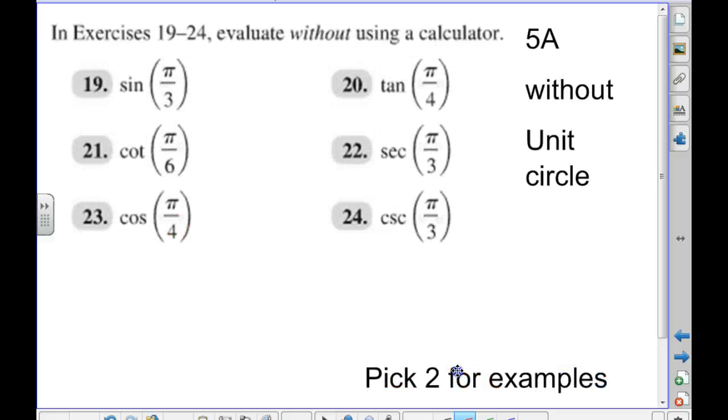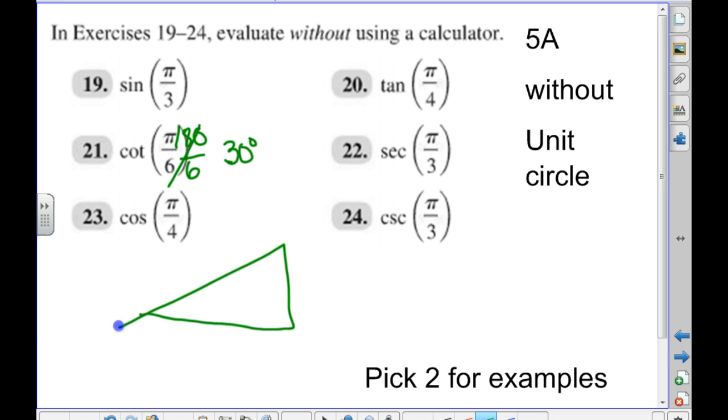All right, still on 5A. These you should be doing without a calculator and without a unit circle. Somebody pick one. Number 21. Okay, pi is 180. What's 180 divided by 6? So this is a 30-degree angle. If I draw a 30-degree angle here, ooh, that was bad. Okay, what goes on this side over here? 1, square root of 3, 2.